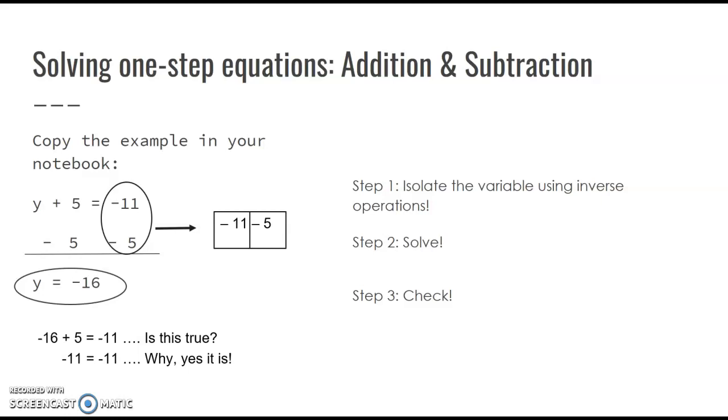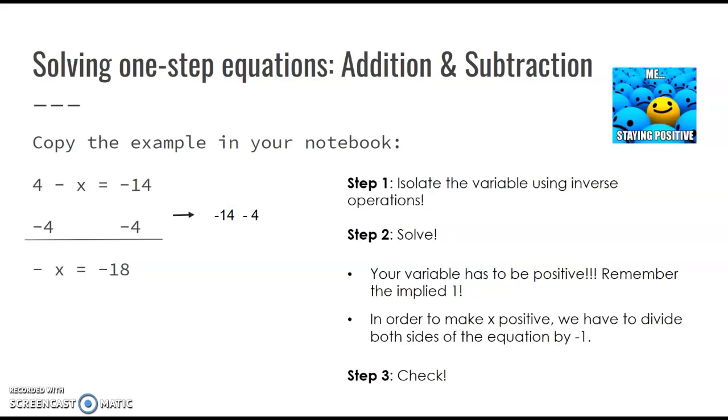So let's go ahead and move on to number 2. Here is our next example. I want you to copy this in your notebook as well. So you're going to treat this as if you're still in class, so make sure you're taking notes, okay? So our equation, we have 4 minus x is equal to negative 14.